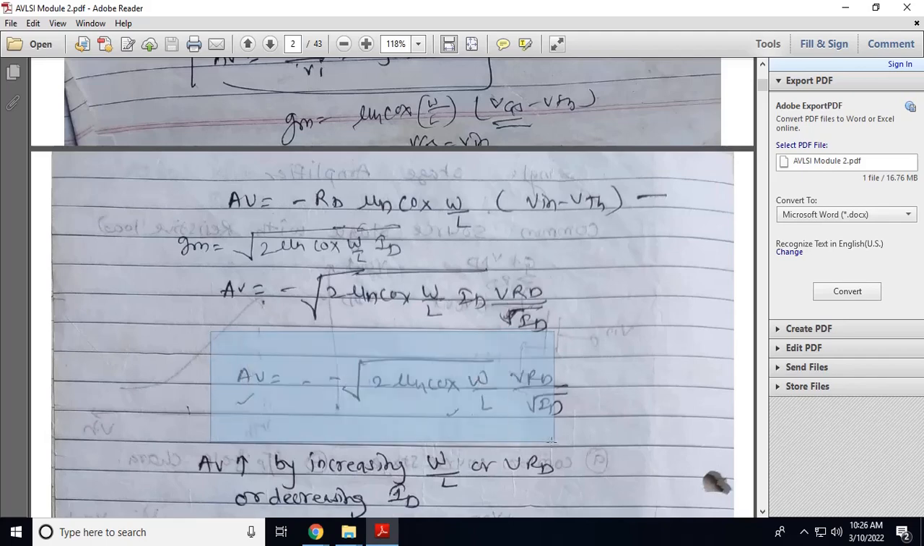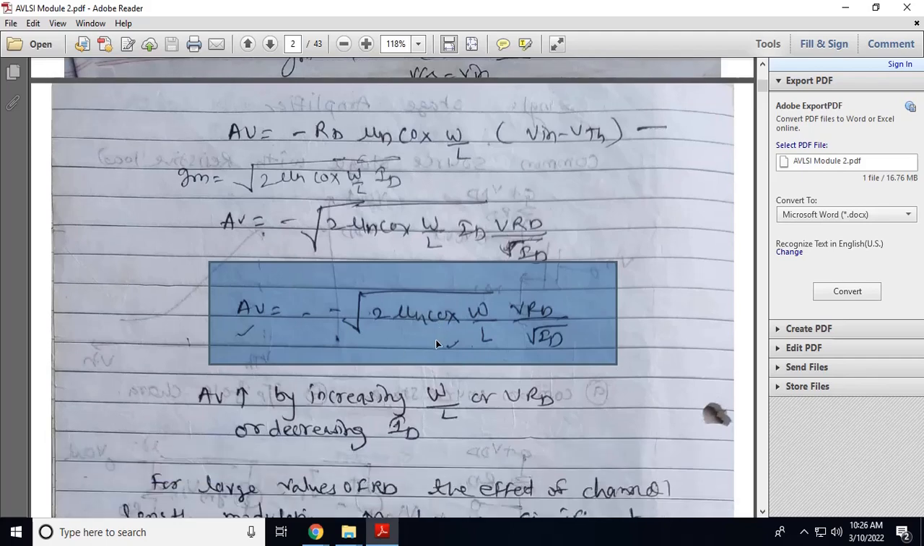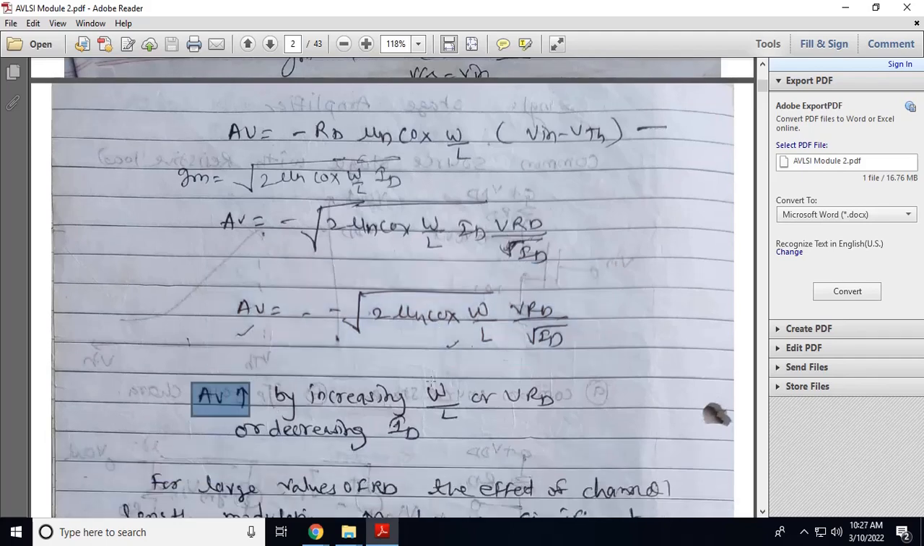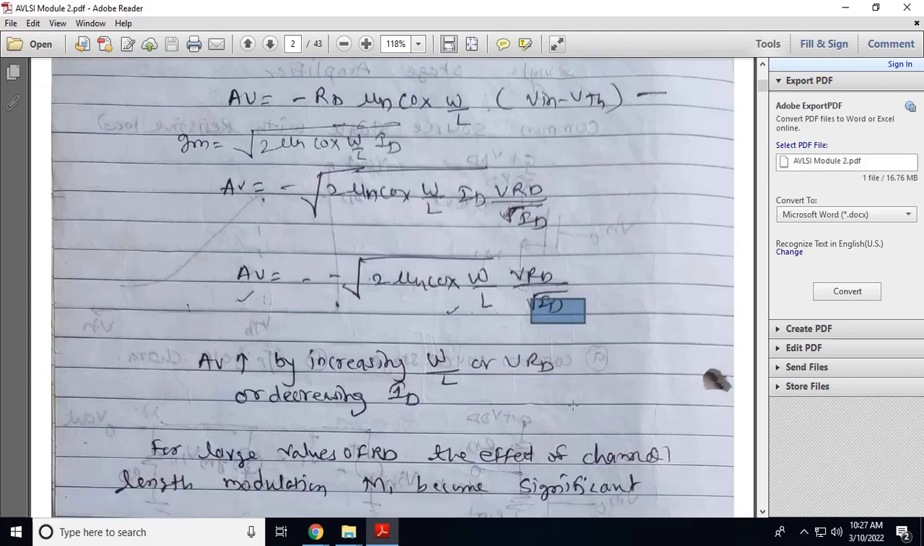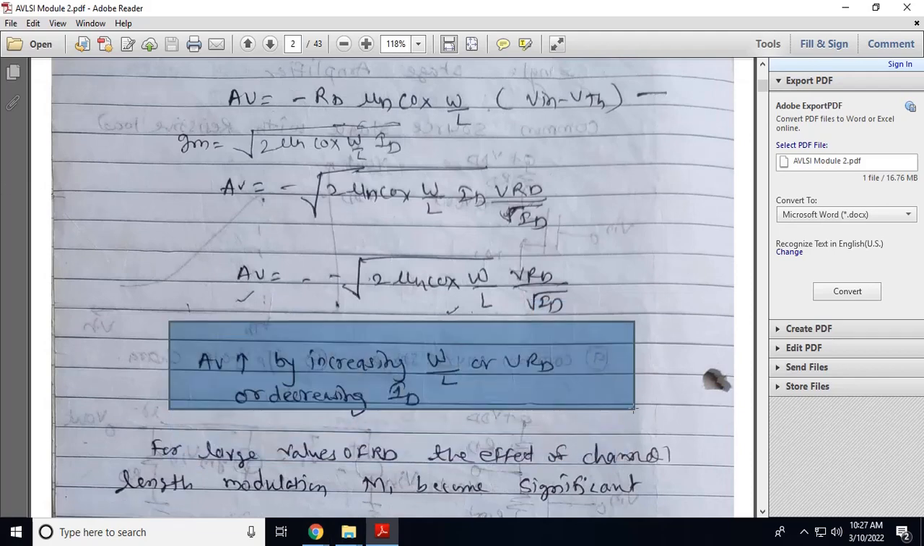In an amplifier, voltage gain is important because output is equal to voltage gain multiplied by input. So the gain of the amplifier is important, and we will focus on how to increase the gain. If you see this equation, we can increase the gain by increasing W by L, that is the width and length ratio, or by increasing the voltage across resistance RD, or by decreasing the drain current.